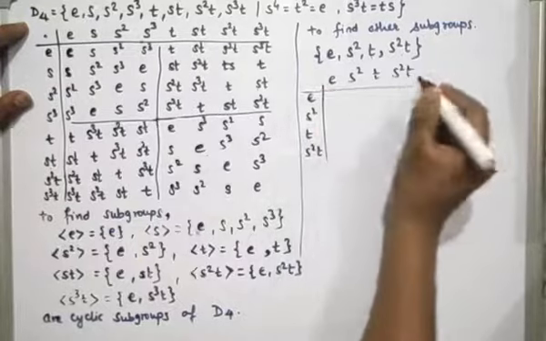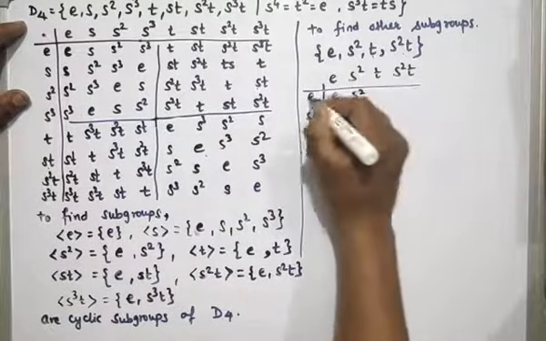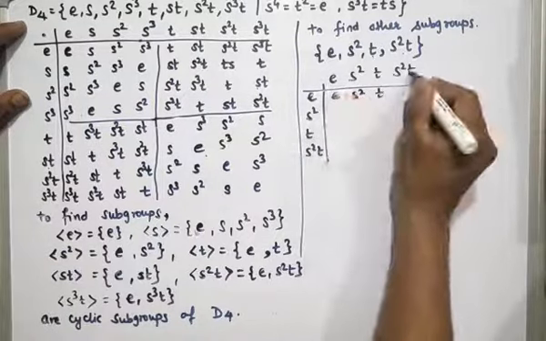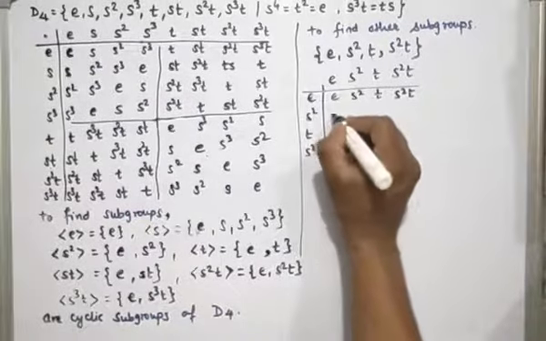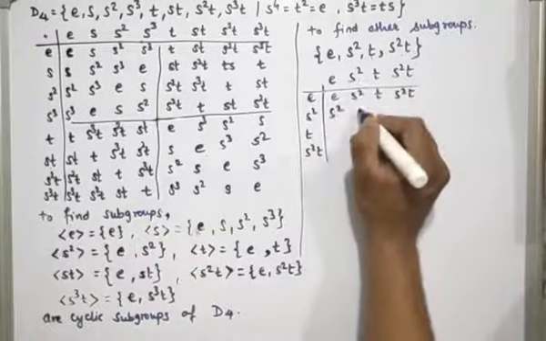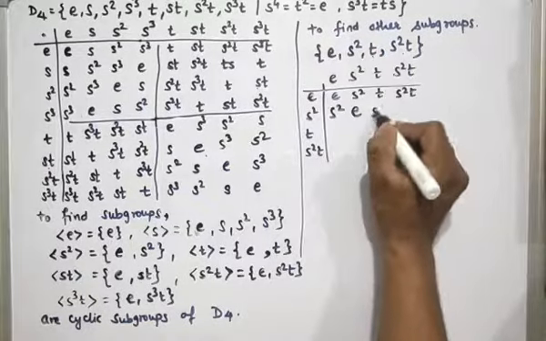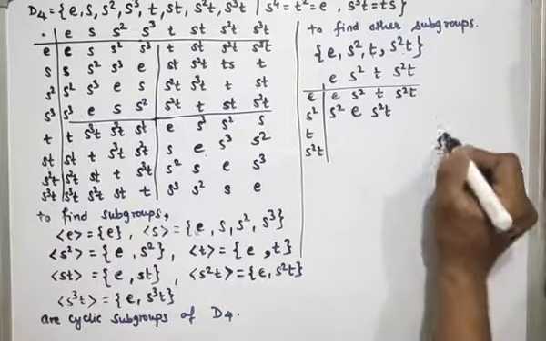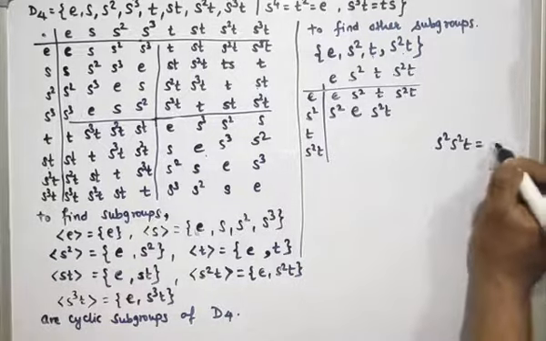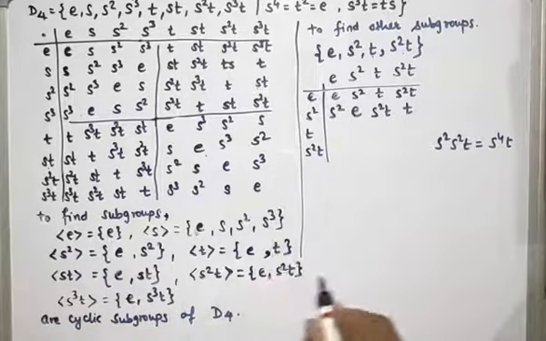So in the composition table, identity times identity is identity, S square times T is S square T, and then S square times T multiplied by S square. So S square into identity is S square. Next, S raised to 4 is identity, so S square into S square T is S raised to 4 T, and S raised to 4 is identity, so we get only T, right?